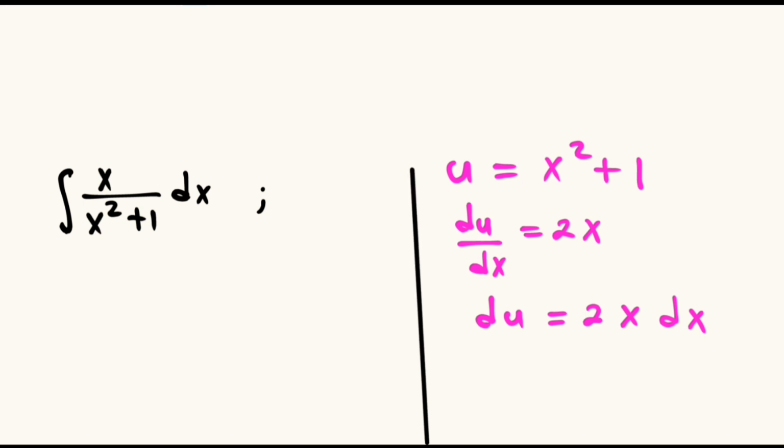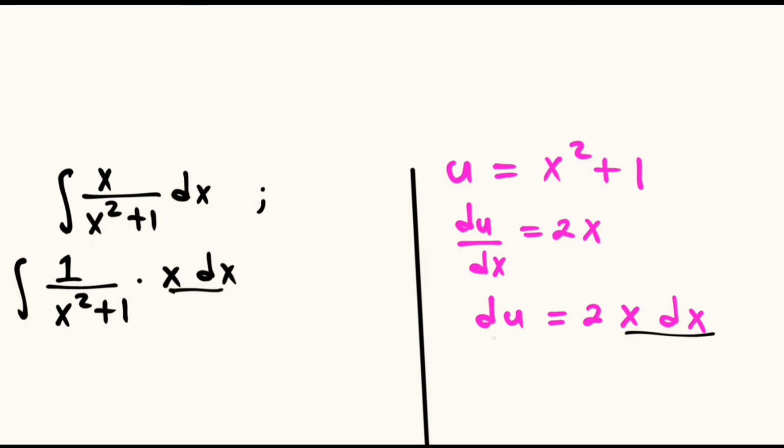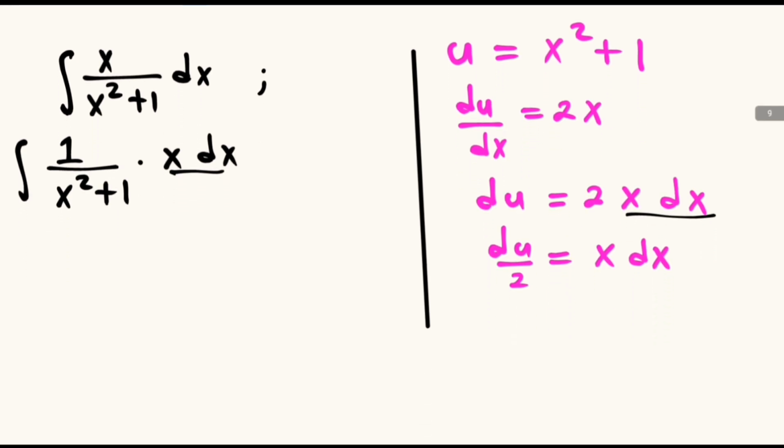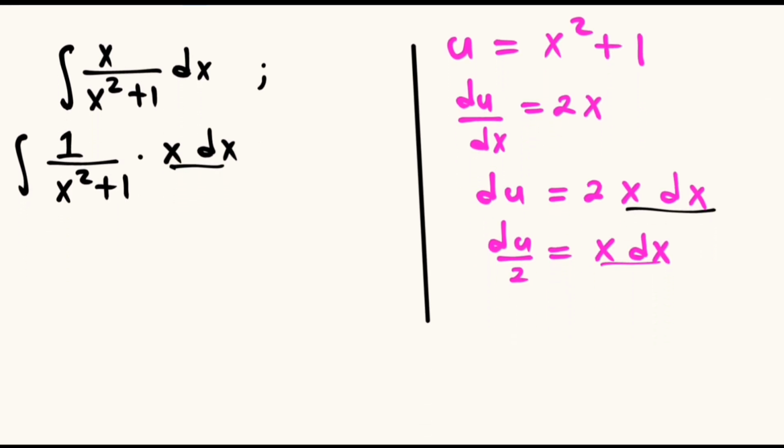Let's rearrange our integral as 1 divided by x squared plus 1 multiplied by the x dx. We have x dx, so let's divide both sides of the equation by 2, and du divided by 2 will be equal to x dx. So in the place of that x dx, we'll substitute du over 2, because we can see that du over 2 is equal to x dx.